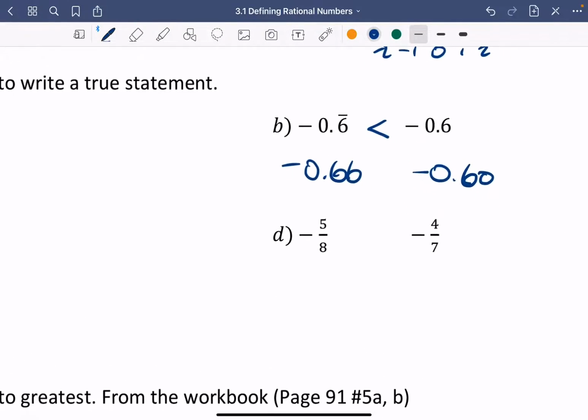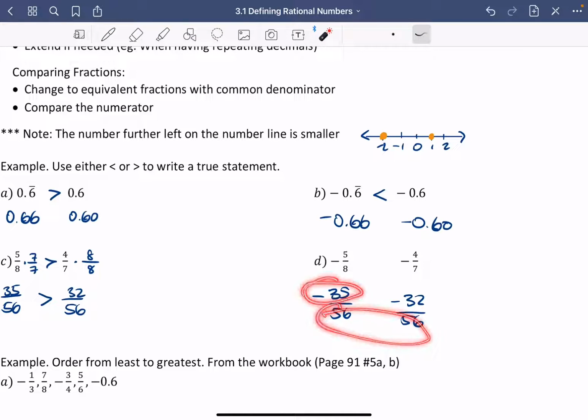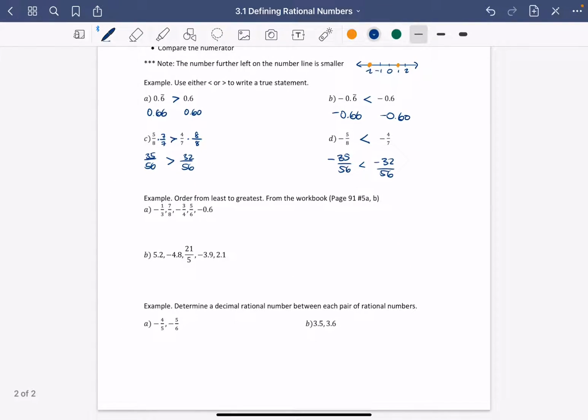Okay, last one. Well, again, same numbers, so let me just write the numbers down. Now the denominators are the same, so you're going to compare the numerators. Is negative 35 bigger or negative 32 bigger? Well, of course, negative 32 is going to be bigger because negative 35 is further to the left. So that will be your inequality symbol. Okay. All right, last two. Well, actually, one more.